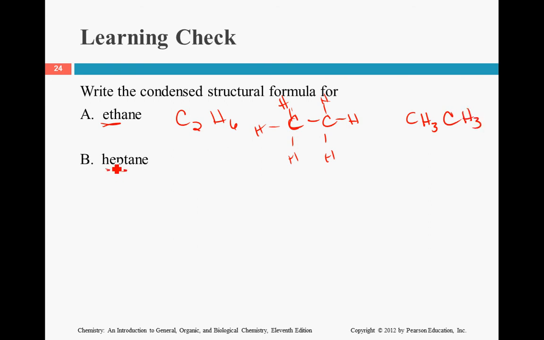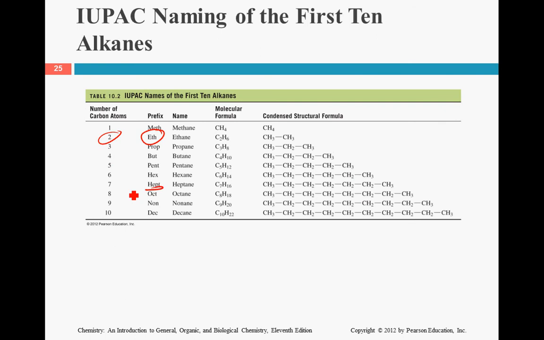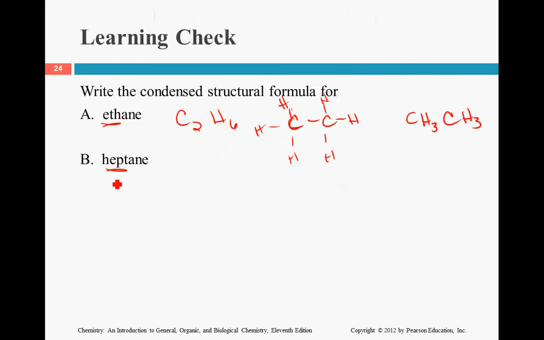Part B, hept, is here. There's 7. So there's 7 carbons. So 1, 2, 3, 4, 5, 6, 7. All of them have hydrogens coming off of it.